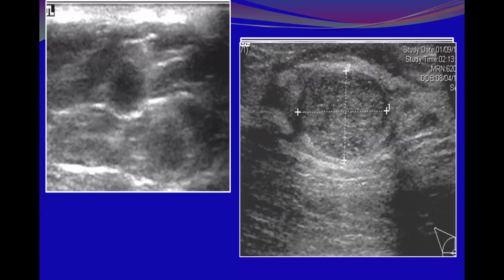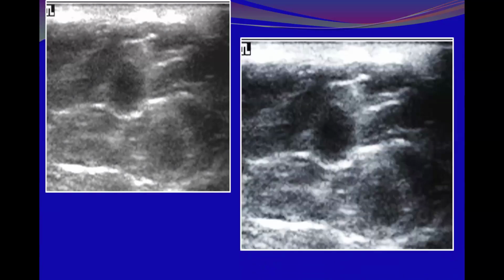But I told you before, the margin is a key. The margin is a key. The margin is a key. Okay. What about the margin of this lesion? Is it circumscribed? Indistinct margin. Yes, it is indistinct margin.